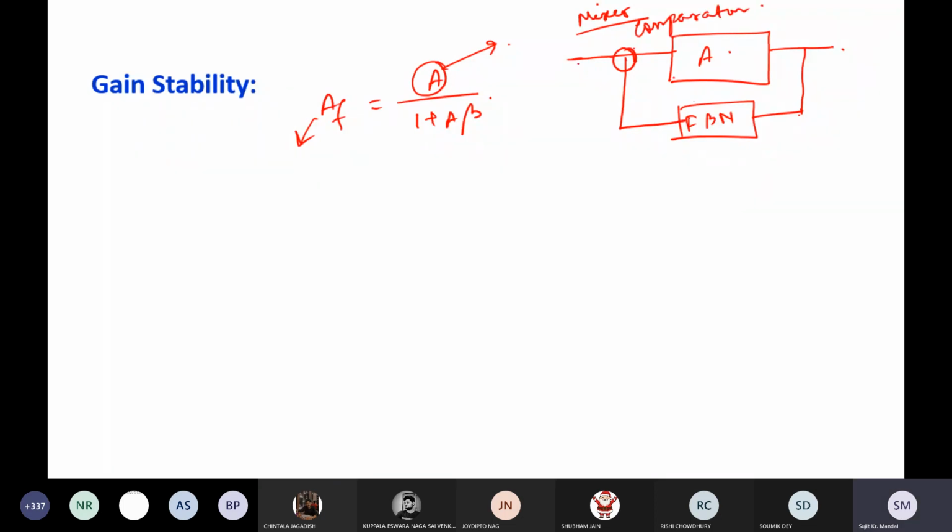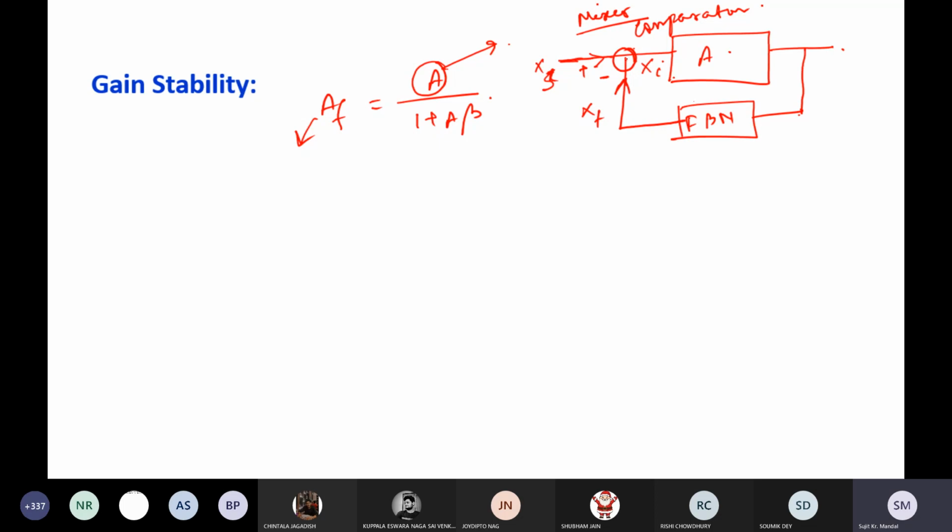Comparator for the negative type feedback. Negative feedback, what would happen? It would be plus, it would be minus. This indicates that it will have a 180 degree phase shift. That means it will superimpose with the input signal 180 degrees out of phase. Accordingly, the overall input signal will be reduced.